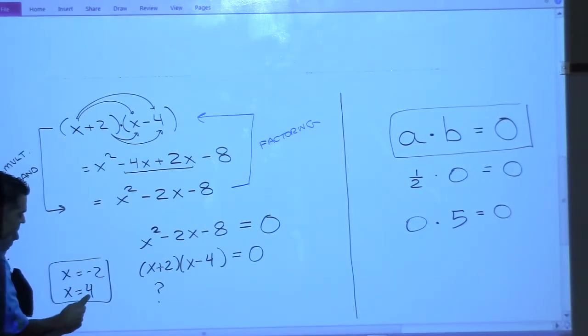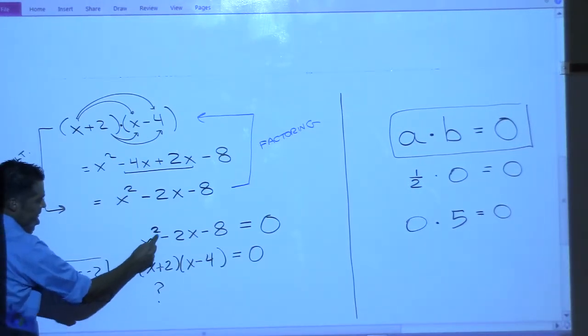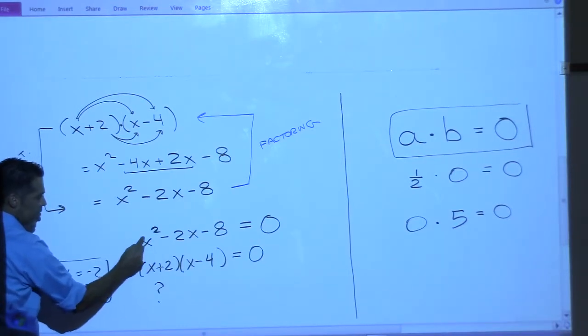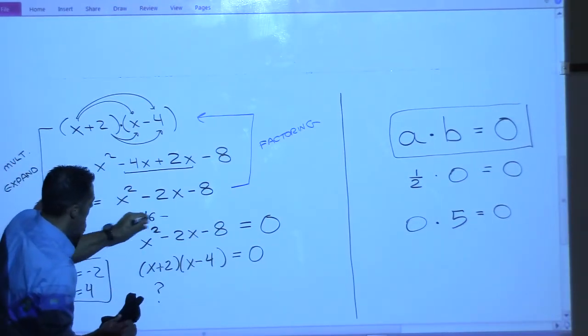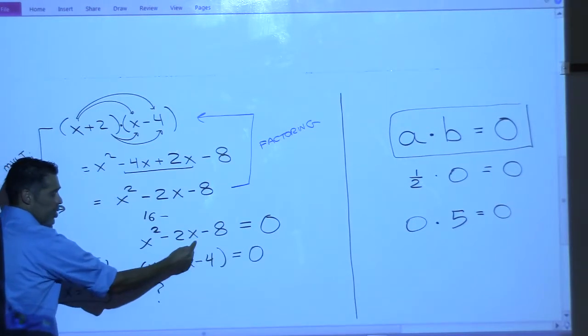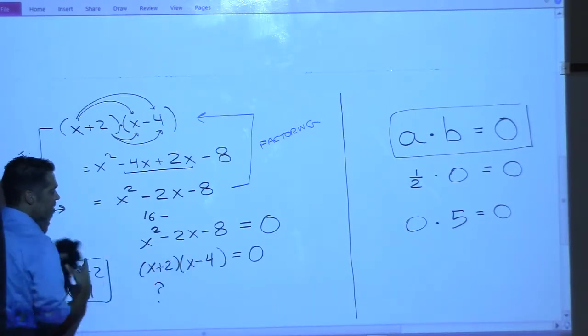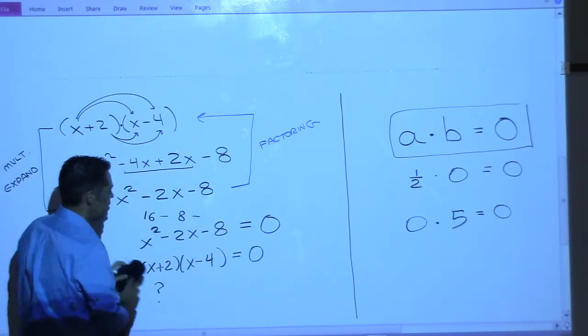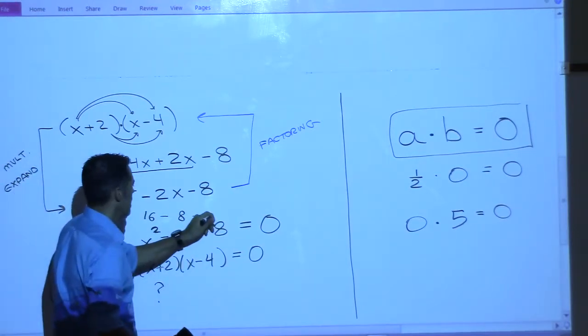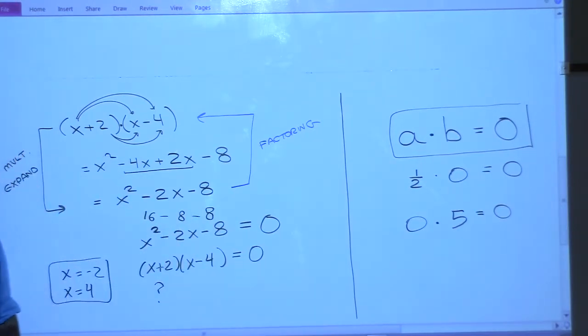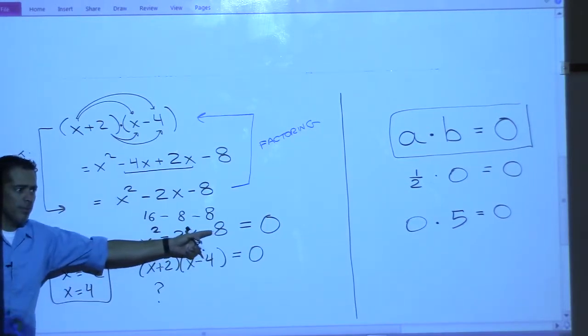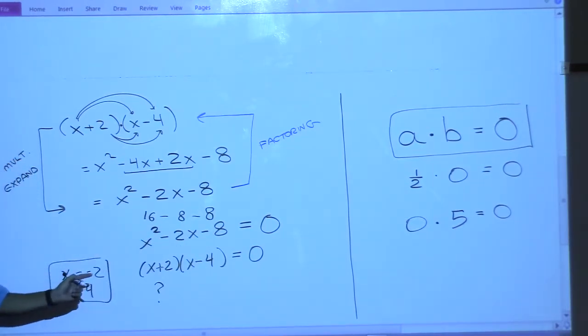And I'll just check one of them. Let's just take the number 4. What's 4 squared? 16. Okay, so remember that. 16 minus, what's 2 times 4? 8. Okay, minus 8. And is that 0? 16 minus 8 minus 8? Yeah. It is. So 4 was a solution to this equation. And -2 would also work that way.